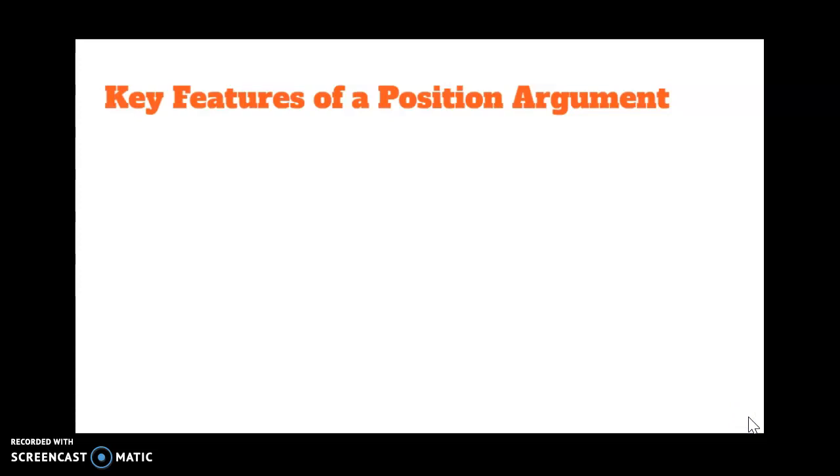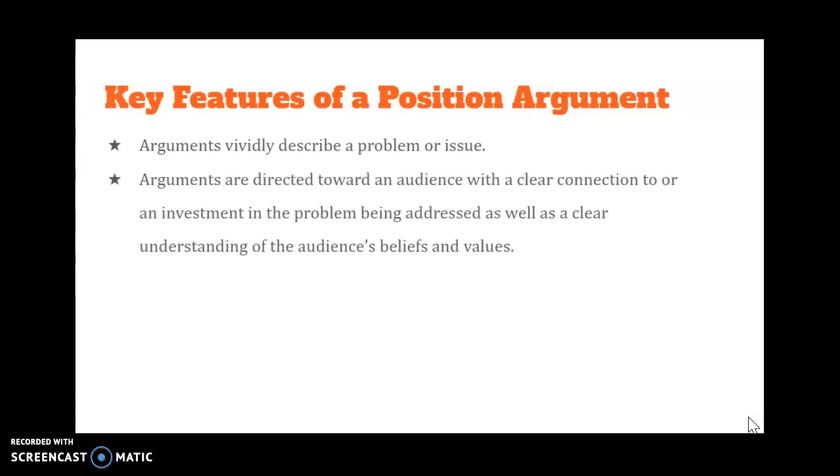Here are the key features of a position argument. Remember that you can pause this video at any time if you need additional time to take notes. Your position or stance should be descriptive and detailed. You should have a clear idea of the audience you are trying to convince to take your position. This could mean an audience who is undecided on your issue, an audience who is uninformed about your issue, or even an audience who disagrees with your position on your issue. Knowing who you are communicating with will help you make solid rhetorical choices.